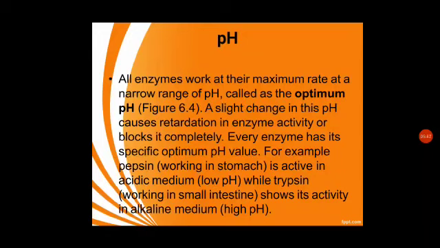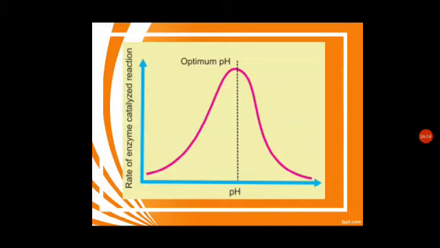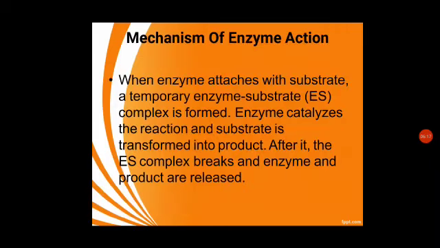So it is very specific for each enzyme whether it works at acidic pH or alkaline pH. If an enzyme that works in alkaline medium is placed in an acidic pH, then it will not work or its activity will be blocked. Here you can see that at optimum pH it will work. After that, if we change the pH, then what happens? The enzyme becomes denatured or its activity is blocked.